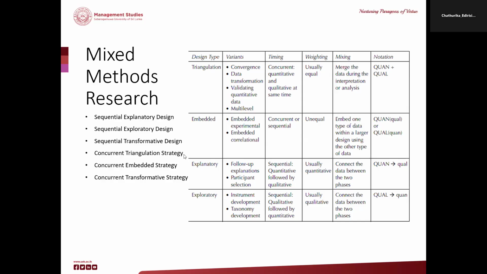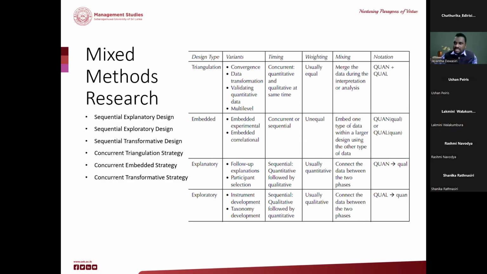The third approach with regard to mixed methods research is the sequential transformative design. In the sequential transformative design, it clearly says there is a sequence. It can be either quantitative or qualitative first. What do you mean by transformative? Transformative in the sense that theory plays a vital role here, a major role here.